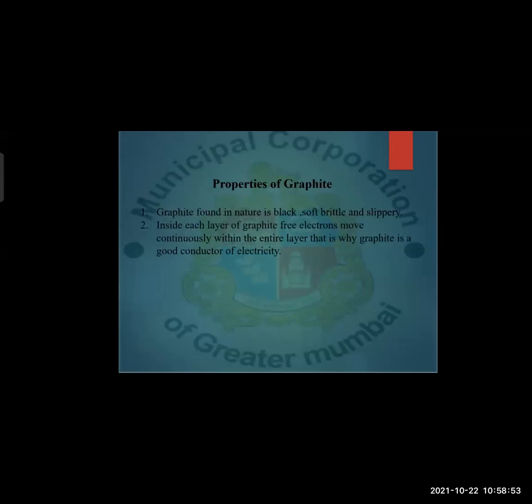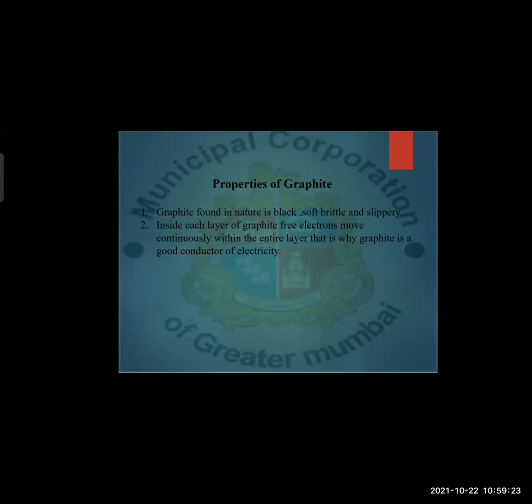Now the properties of graphite. We have done with the structure. Let us see the properties of graphite then. The first property is that graphite which is found in nature is black, soft, brittle, and slippery. We have seen 2-3 pics of graphite. Was it not shining? It was shiny, as well as black. It was also soft and brittle.